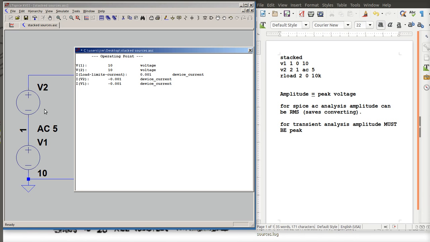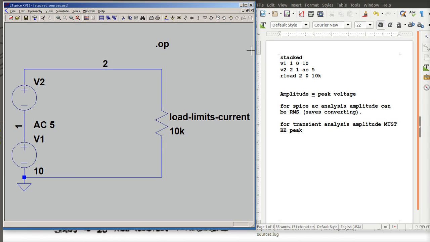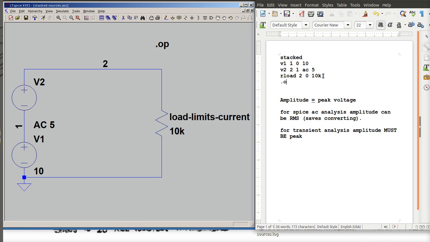In superposition, we often want to ignore one source or the other. And if one of them's AC and one of them's DC, then we can just do a DC operating point, and we can do an AC analysis, and we get all our values. So that is my DC operating point. It ignores the AC. So I'm going to put .op in my netlist.